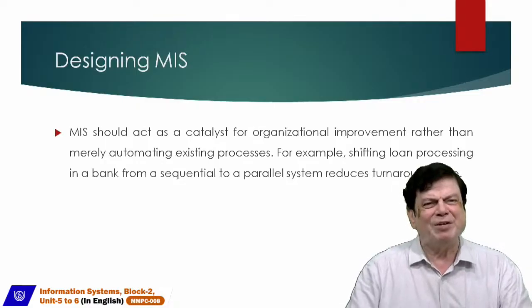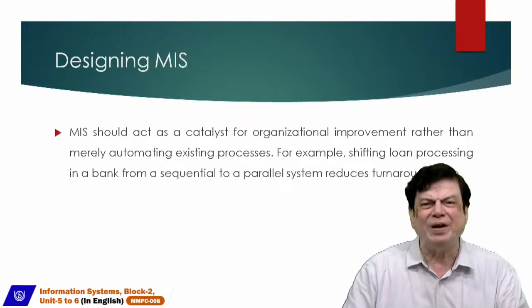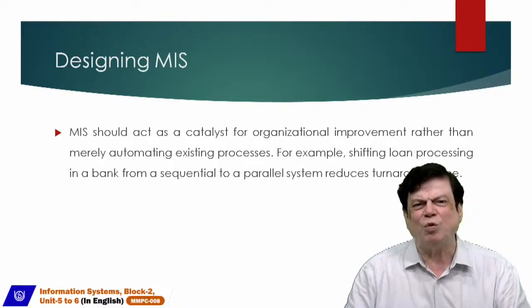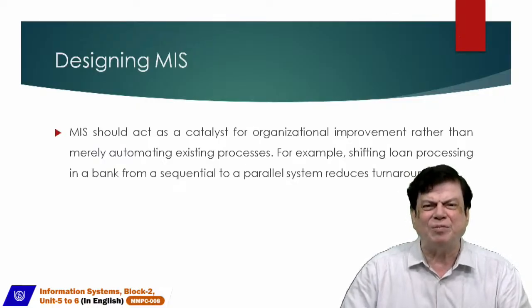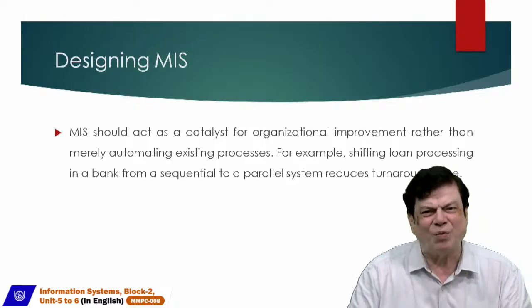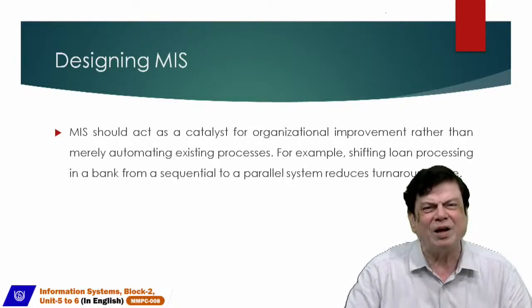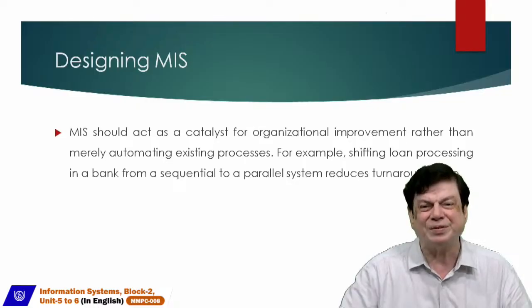So management information system should act as a catalyst for organizational improvement rather than merely automating existing processes. For example, shifting loan processing in a bank from a sequential to a parallel system reduces turnaround time. Suppose turnaround time earlier used to be 15 days. Now turnaround time for processing the loan application can be 1 day, 2 days.